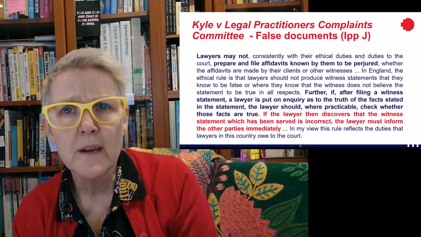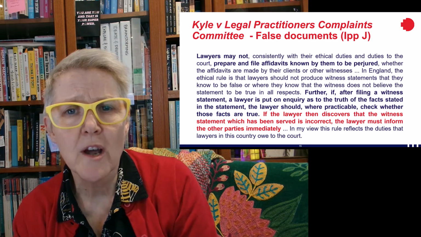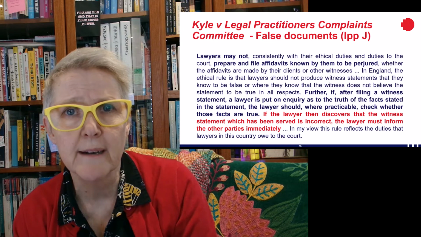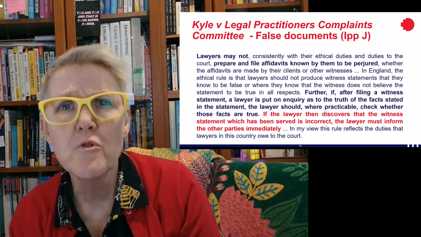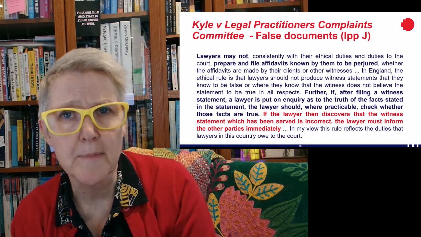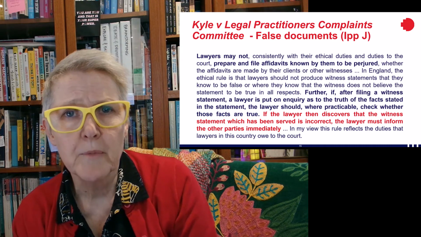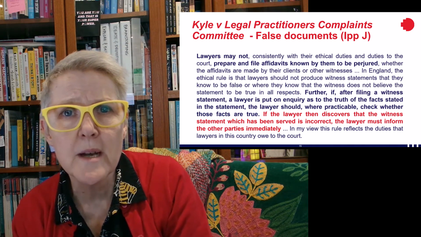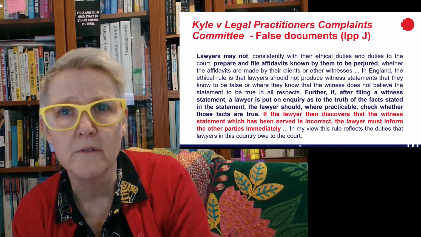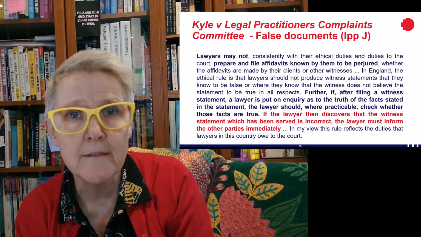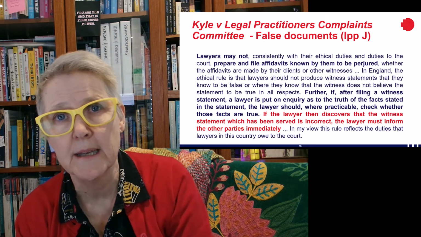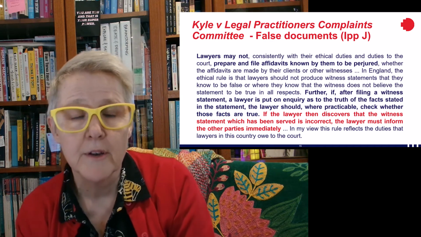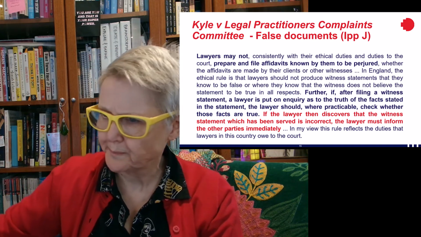What's really important here is, and I've tried on the slide for those of you playing along at home to emphasise it with bold and then colour, but ultimately the full quote there from Justice Ip is instructive, but really what I want to highlight is that if a lawyer discovers that the witness statement which has been served is incorrect, the lawyer must inform the other parties immediately. And that rule reflects the duties that lawyers in Australia have to the court.